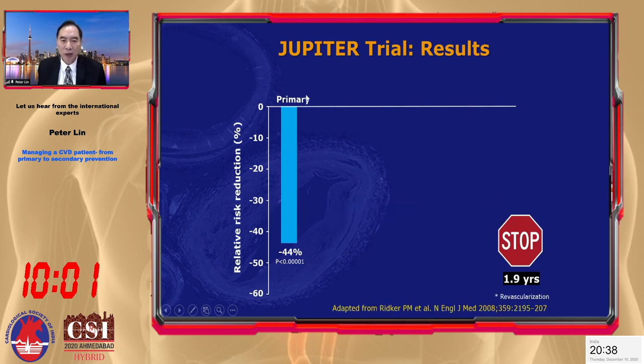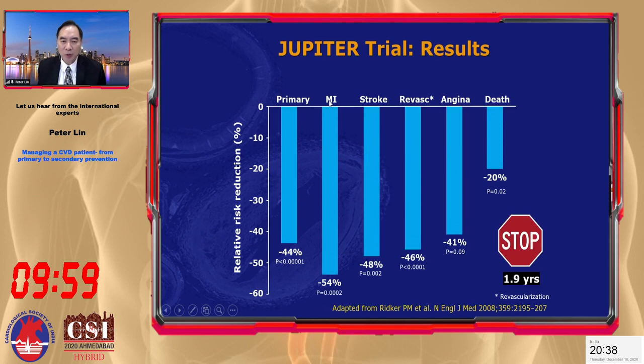If you look at the breakdown of the primary outcome and you separate them out into the components of MI, stroke, revascularization, angina, and death, if you looked at all of these things separately, you could see significant, significant, significant. The only one that wasn't significant was angina. Total death was significant, and you have to stop the study when there's a death benefit. It's not allowed to keep the study ongoing, so therefore they had to stop the trial at that point.